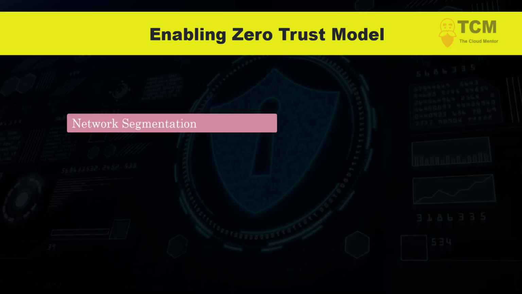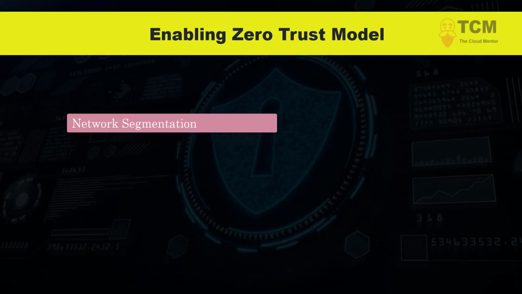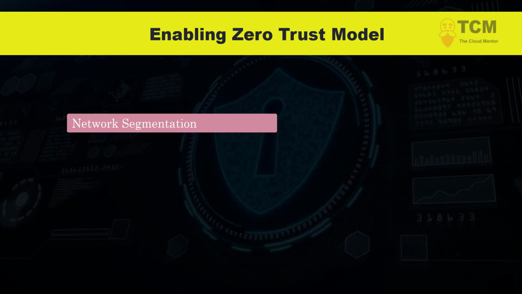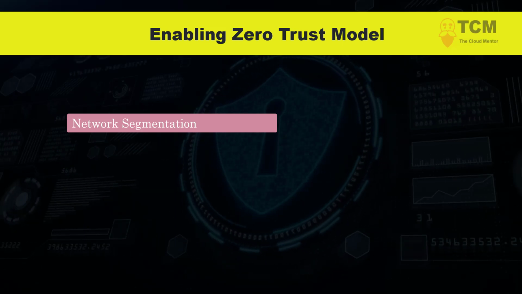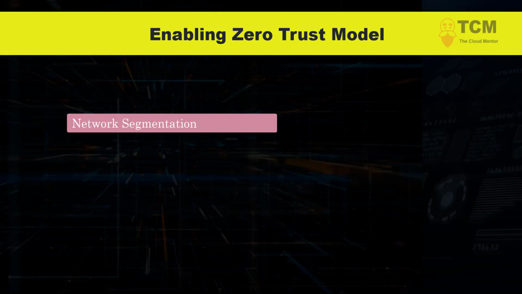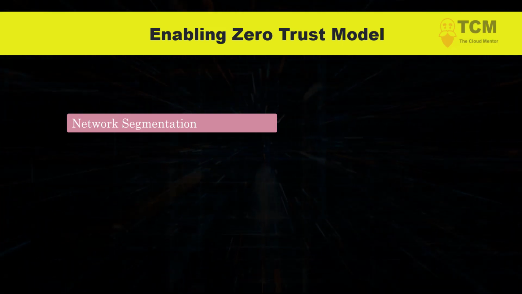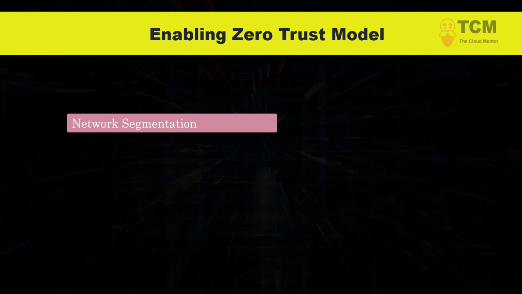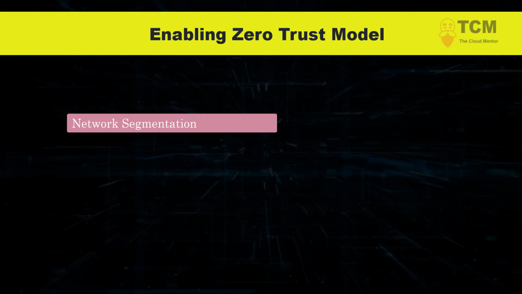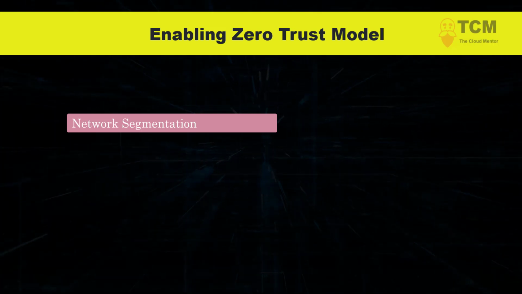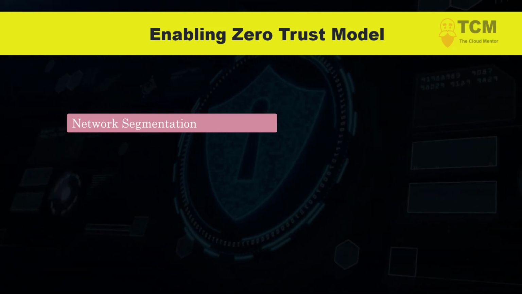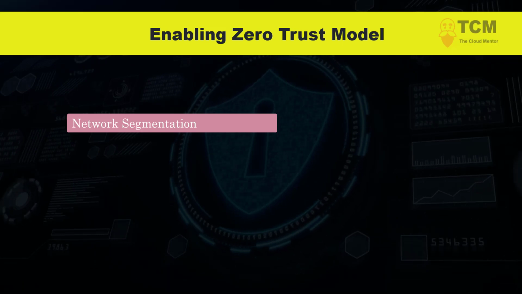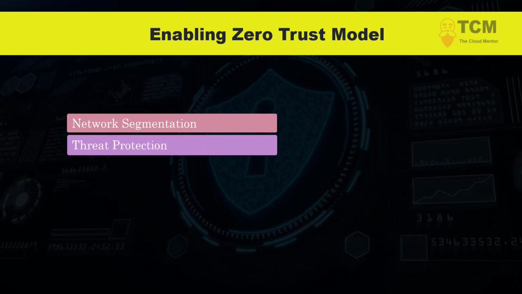The first point is network segmentation. And this is something the organizations have been doing for very long. In a zero trust approach, networks are segmented into smaller networks, and these smaller networks are for specific workloads. Each segment or network will have its own ingress and egress control, and this is done in order to minimize the blast radius.